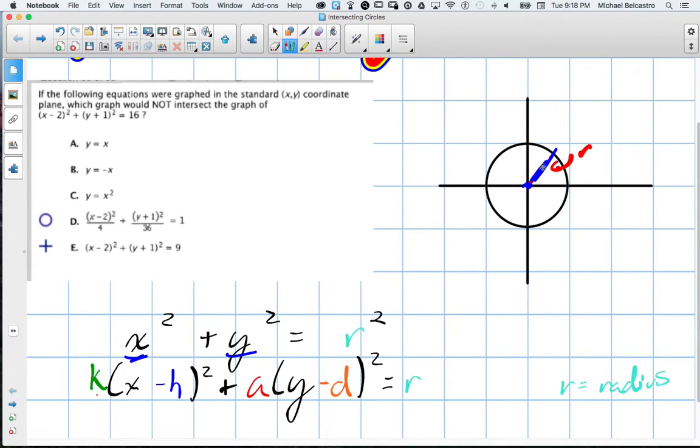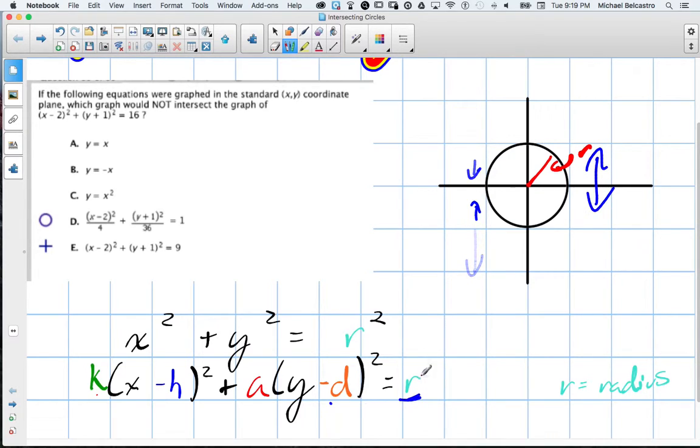And r is essentially the distance of the radius, so the distance from the center of the circle to anywhere around the circumference, the edge of the circle. And then these are some variables that would translate or transform the circle. So the k value here would do horizontal stretches or compressions, and the h value here will move the circle horizontally, so left and right. The a value here will do vertical stretches or compressions, and the d value here will move the entire circle vertically, either up or down.